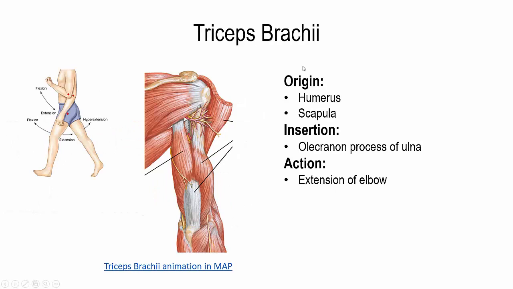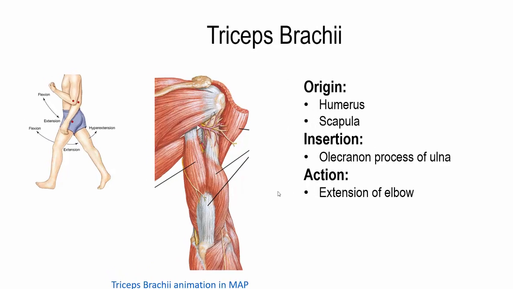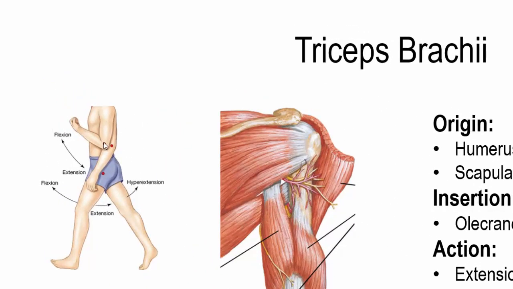The triceps brachii. The origin of the triceps brachii is the humerus and the scapula. We saw this when I introduced origin and insertion to you. Here's the triceps brachii right here, this muscle. It's going to originate on the scapula up here and also on the humerus right here, and it will insert down onto the olecranon process of the elbow. The action is extension of the elbow. Here is the elbow in a flexed position. Extension would be straightening that arm back down. That would be extension of the elbow.